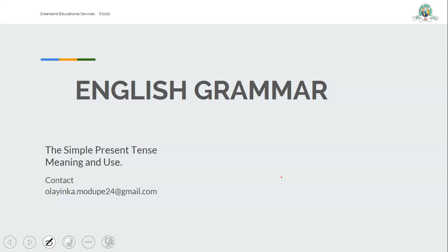Today we have English grammar. I am Mrs. Olayinka, and in English grammar class this morning, we'll be talking about the simple present tense. We're going to be talking about the meaning and the use of the simple present tense.